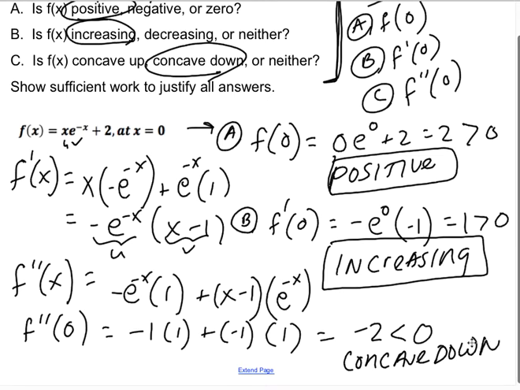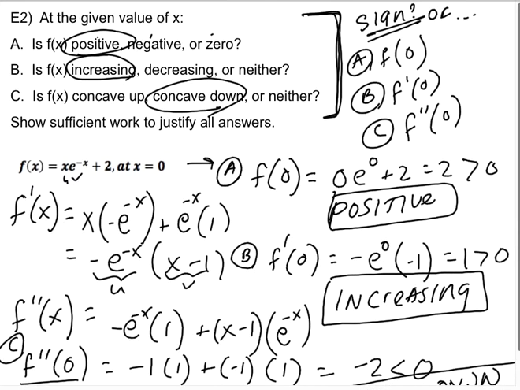So my justification is finding f double prime of 0 to be less than 0, and finding f prime of 0 to be greater than 0. This is my answer to C. Now if you had a calculator, you can make your calculator differentiate at a point, but we're assuming here that this is a problem you'd be asked to do by hand.